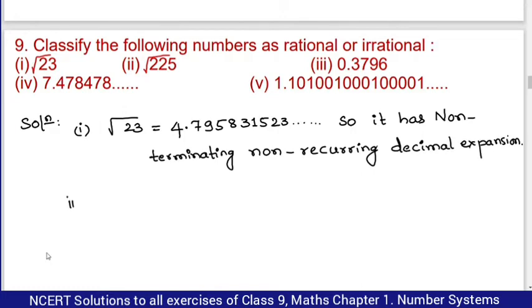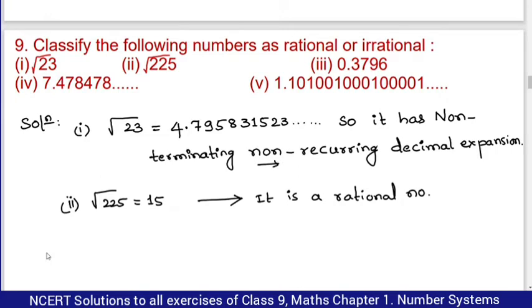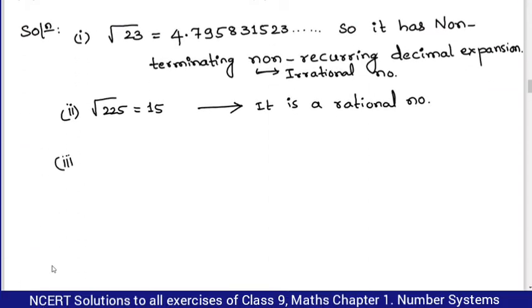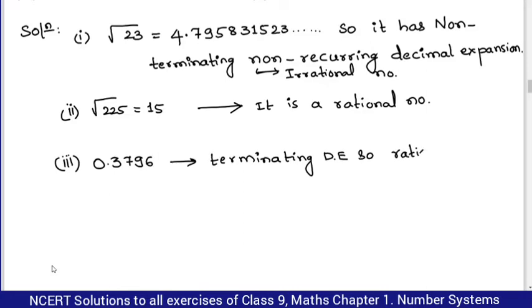Second one, square root of 225, that is 15. So 15 is a terminating rational number. First one, root 23 is an irrational number. Second one is a rational number. Now third one, 0.3796. It's a terminating decimal expansion. So it's a rational number.